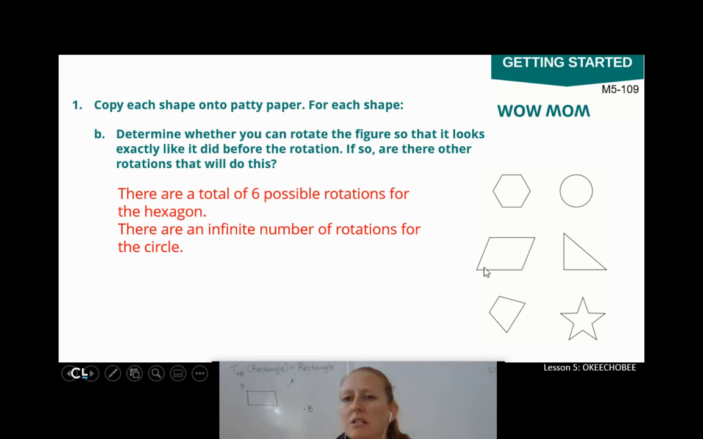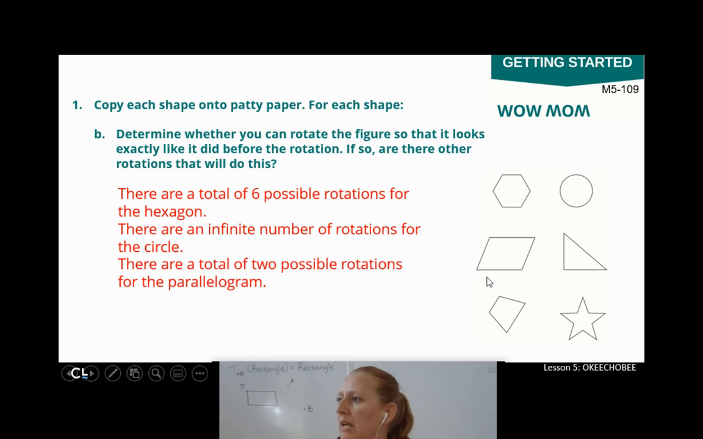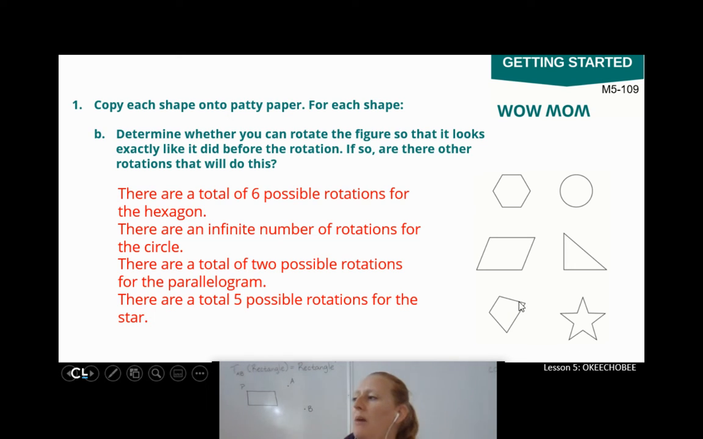Some of the others, let's see. This one, I could rotate twice, right? Boom, boom. That would work, right? My star, 5 times, right? Boop, boop, boop. But you know what? For my trapezoidy guy here, I would have to go full 360 before I ended up back where I started. And same thing with my triangle. So they're not as useful.